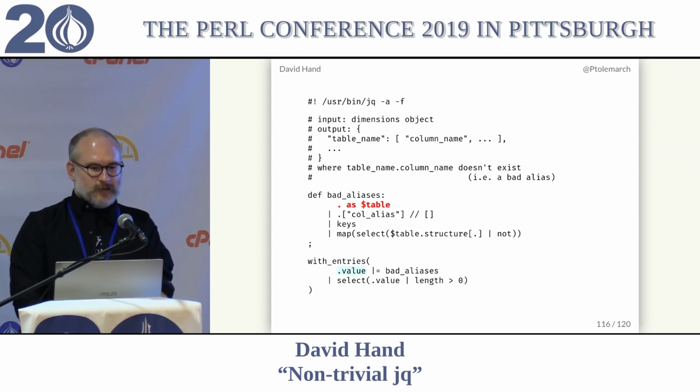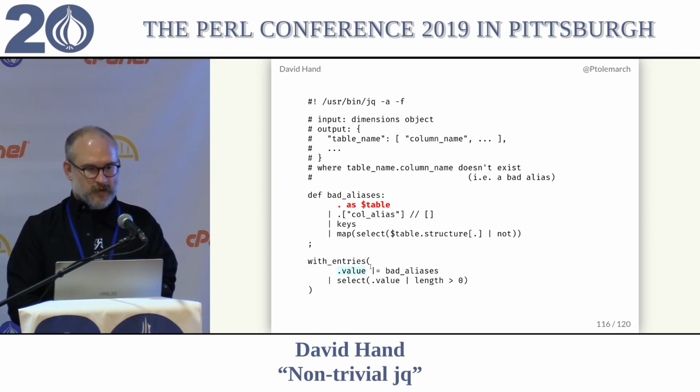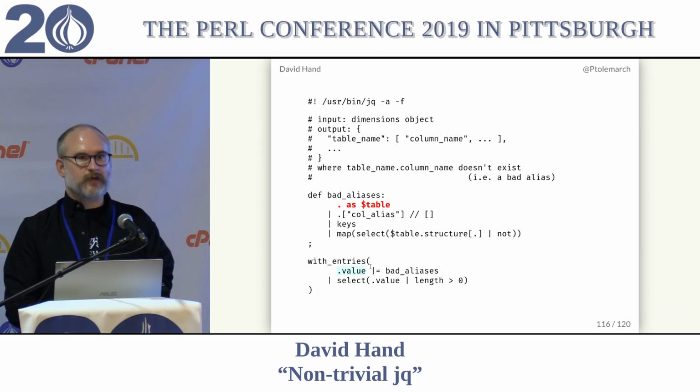Thank you. So dot is stashed away into a variable, in this particular case, table. The reason why I'm doing that here is because the next thing that I'm doing is going into the aliases.